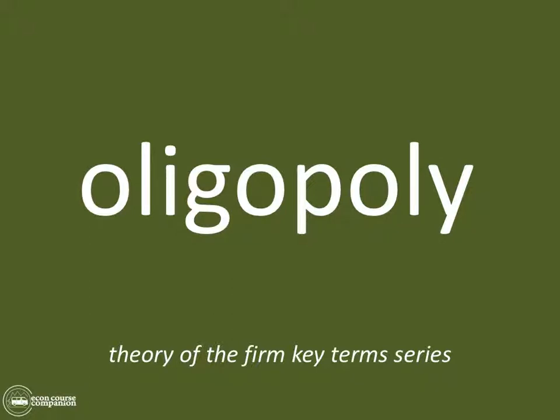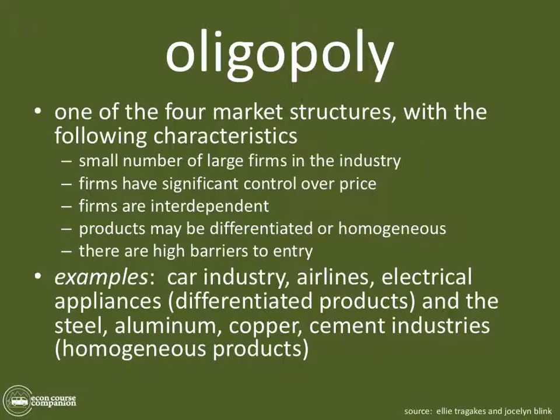And in Theory of the Firm, the IB syllabus takes these market structures and uses them very much like a case study. And what we're going to do is apply the cost, revenue, and profit model, which is a series of diagrams that shows whether or not firms are successful, and then apply it to these four market structures. So let's take a look at a definition for oligopoly.